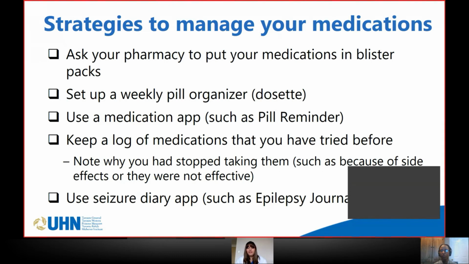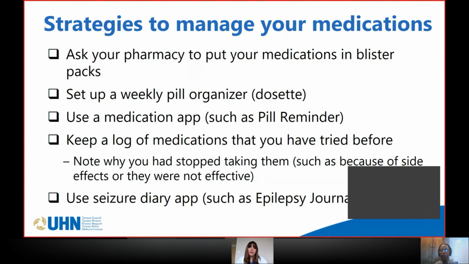And so finally, we'll touch on some strategies to manage epilepsy medications. Sometimes it can be overwhelming to be taking a lot of medications, whether they're for your seizures or for other conditions as well. So if you're having difficulty remembering to take your medication, the pharmacy can package them into a compliance or blister pack where your medications are laid out by day and time that you need to take them. So that can be helpful for some people.